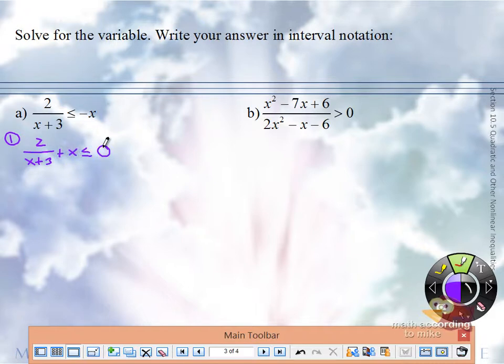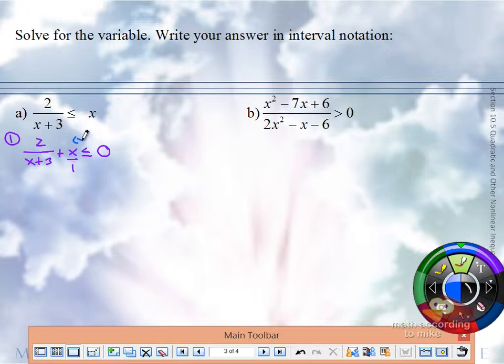And we need to make a common denominator on the left-hand side. Well, the current denominator is a 1 for that second part. What do I need to multiply top and bottom by to make a common denominator? X plus 3. Doing so, I'd get 2 plus, distributing this x through, x squared plus 3x. Now all over x plus 3.